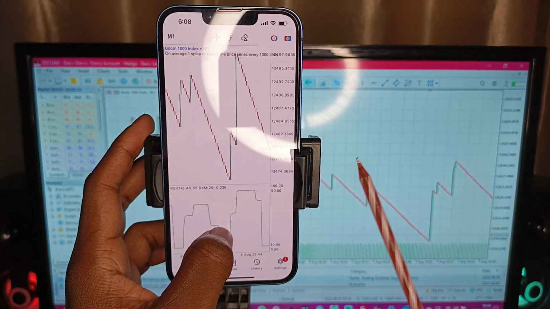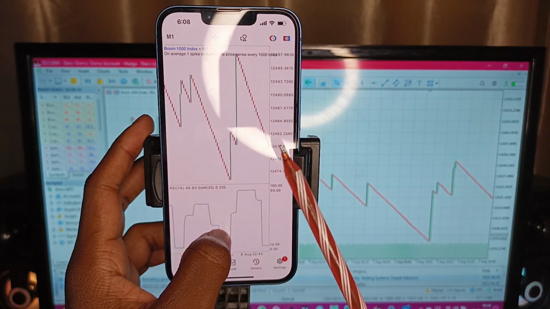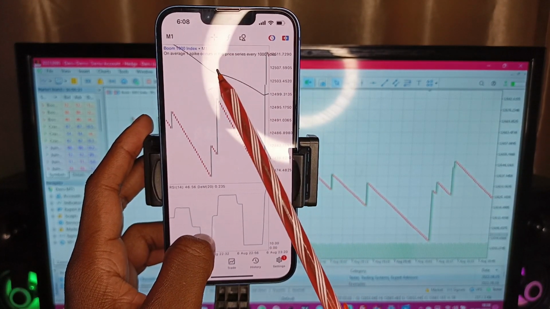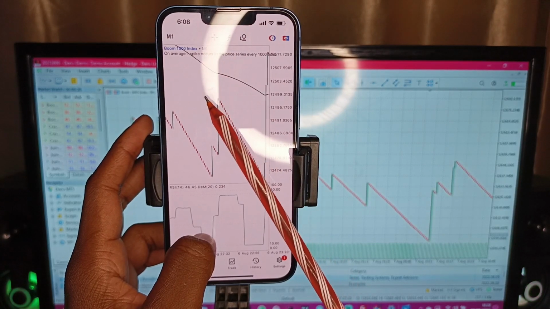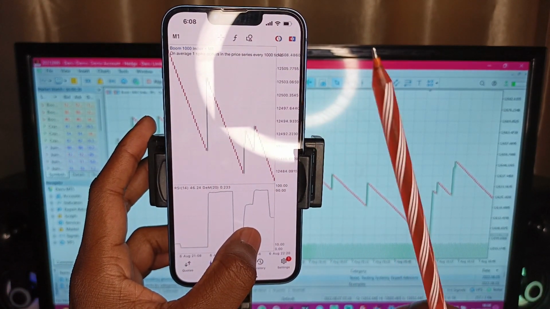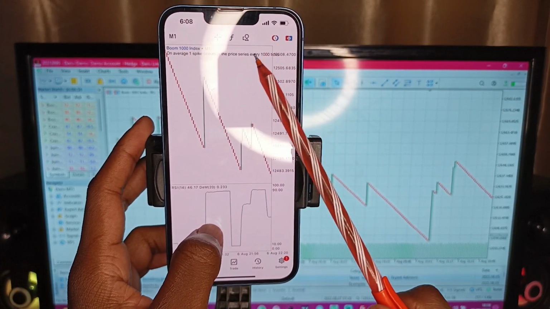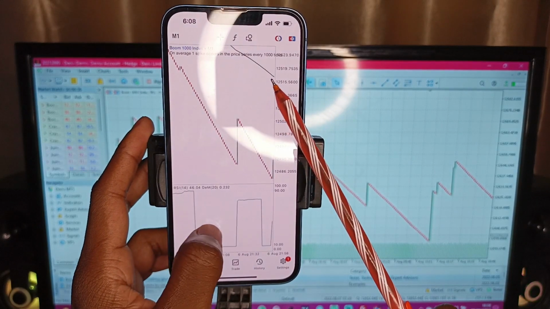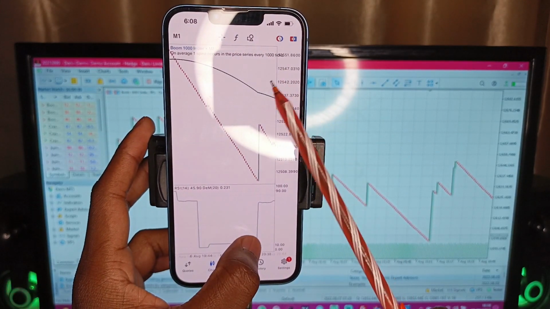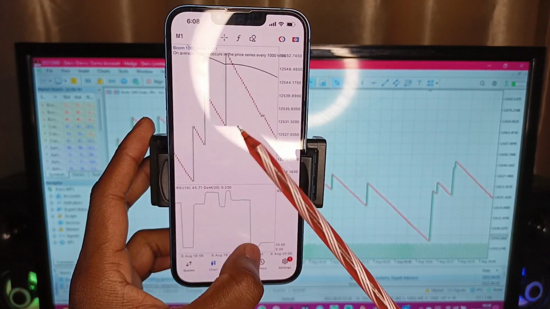So here is another entry. As you can see, the DeMarker is between 90 and 100, and the moving average is just above. So here we can sell as well. How about here? Here as well we can sell because the moving average is still on top, and here again you can sell because the moving average is on top.